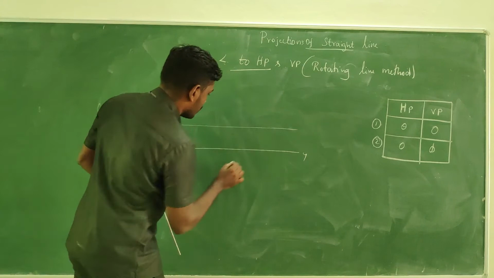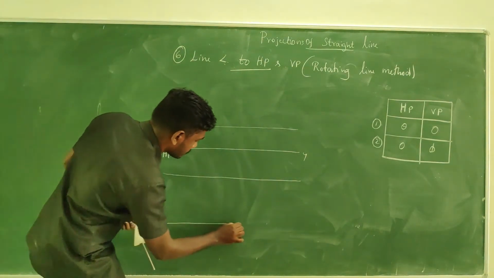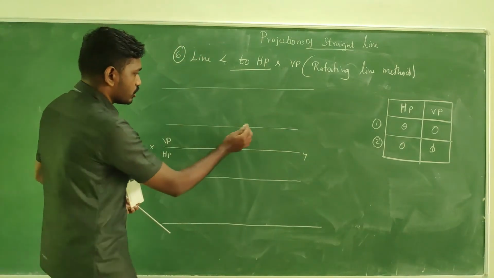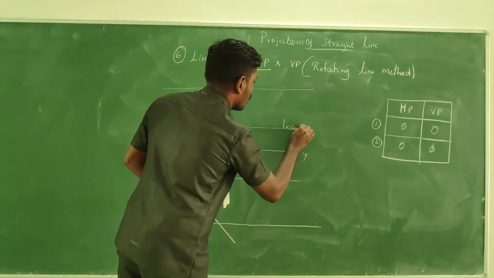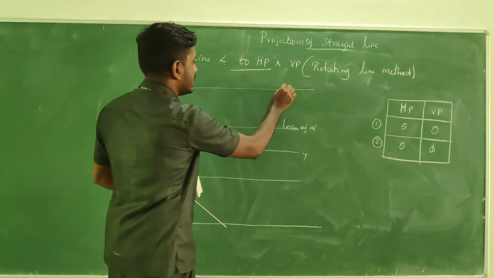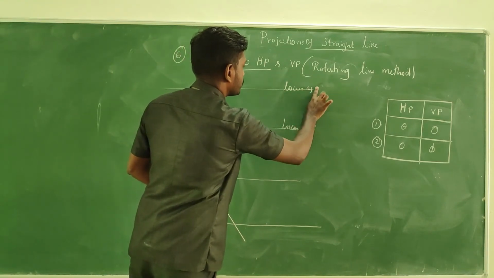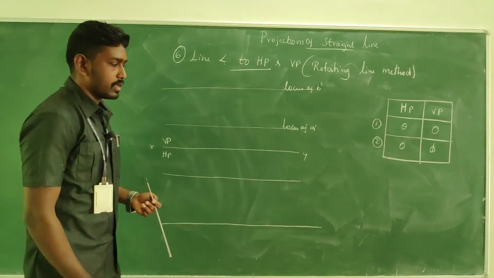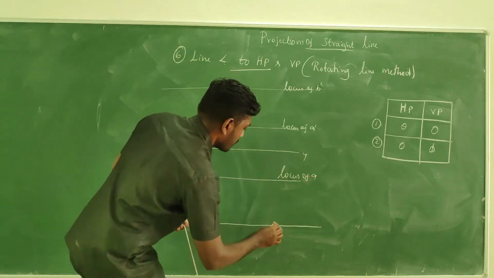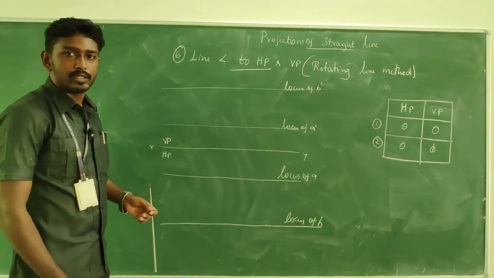So approximately the loci will be in this manner. This would be the locus of A dash, and this would be the locus of B dash, and this would be the locus of A, and this would be the locus of B, right?